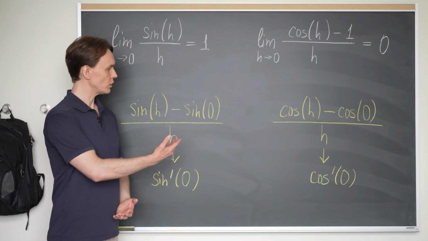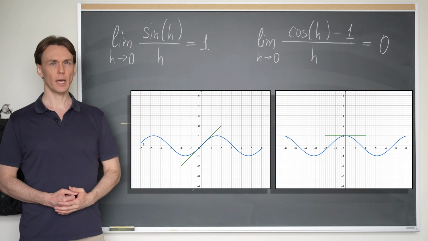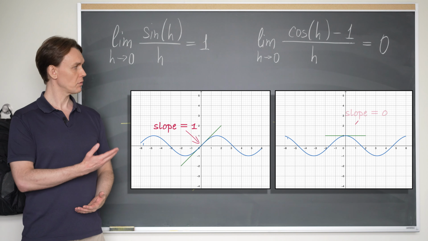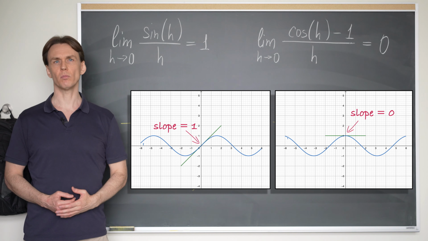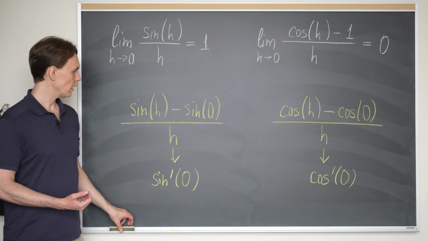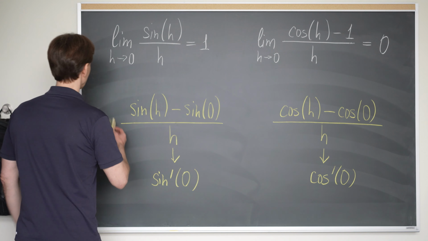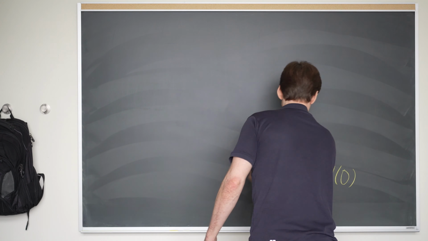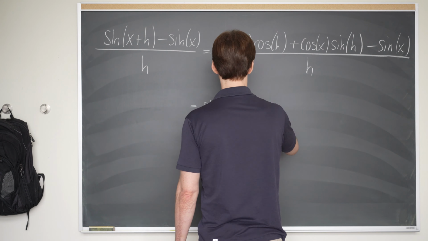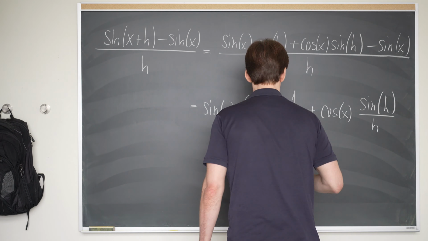So what these two limits are telling us is that the slope of sine at 0 is equal to 1, and the slope of cosine at 0 is equal to 0. Now next, we will use these derivatives of sine and cosine at 0 to compute the derivatives of sine of x and cosine of x for any x.